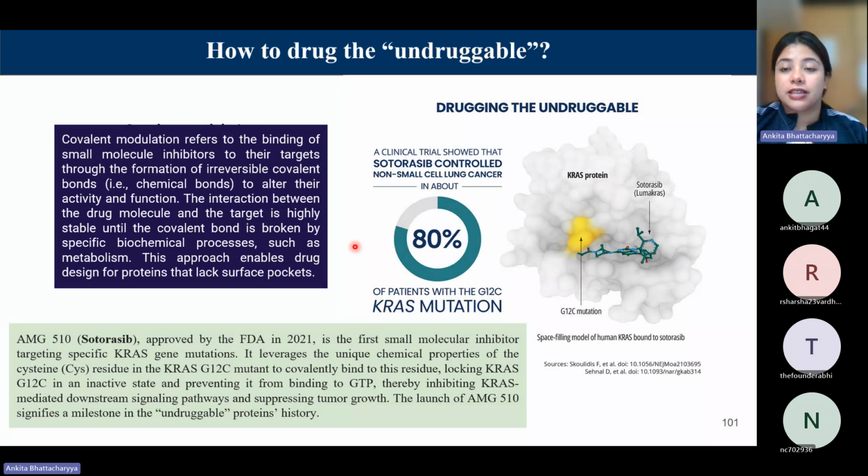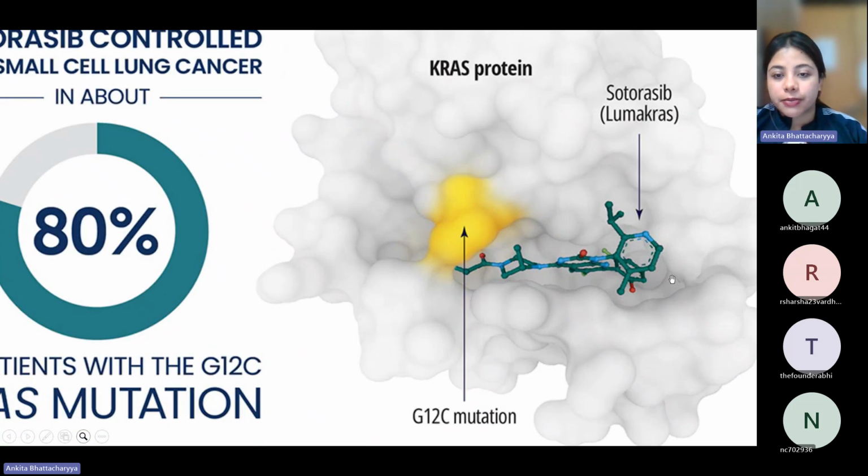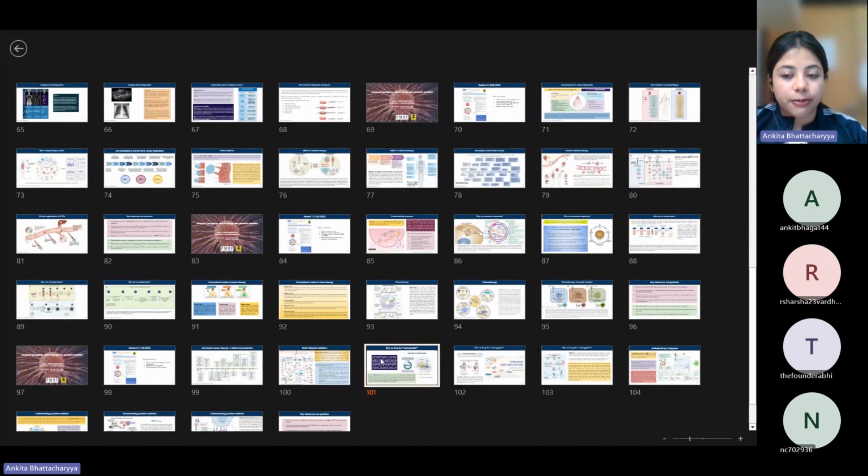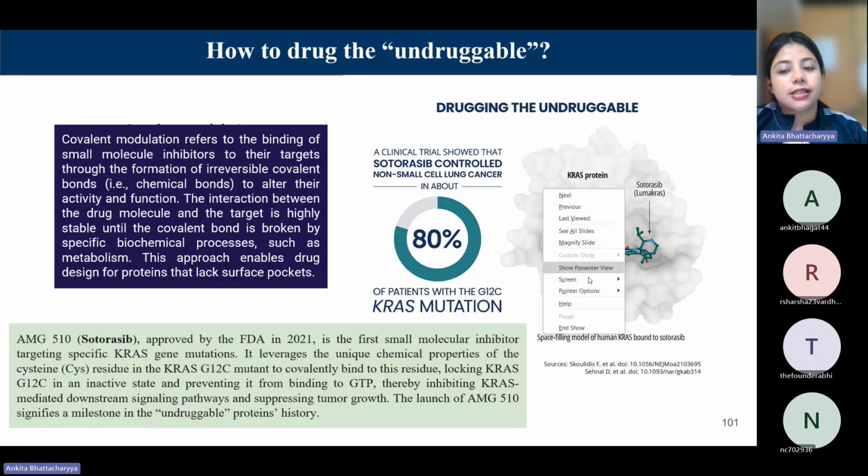So as you can understand, this discovery was immense, a huge, revolutionary contribution to the field of cancer therapeutics. The launch of AMG 510 signified a milestone in the history of undruggable proteins. So you can see that this is going to bind. This particular drug, I don't know if you're able to see, is sotorasib. It is able to bind to this specific mutation present within the KRAS protein, and covalently modify it and stop the entire process of cell proliferation, which is controlled by KRAS, right at that step.